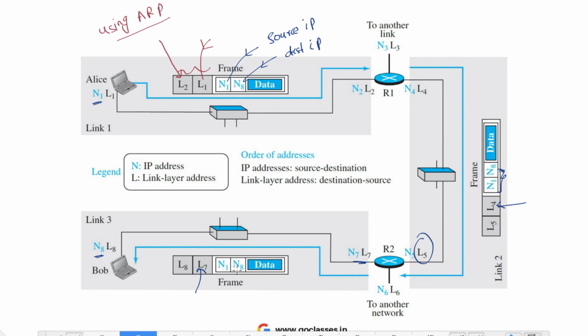Now you see this N1 and N8 are always fixed. You cannot change N1 and N8. Once you change N1 and N8, the whole thing will get messed up. Suppose you change this N8 to something, let's suppose N10, then this packet will never get delivered to Bob. It will get delivered to N10, which is some other host, right? So the takeaway point here is that you will keep on changing this physical address, but you will never change this IP address.